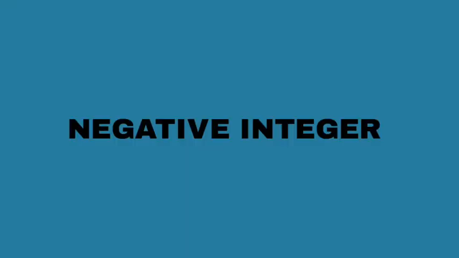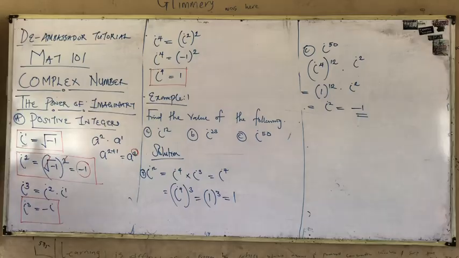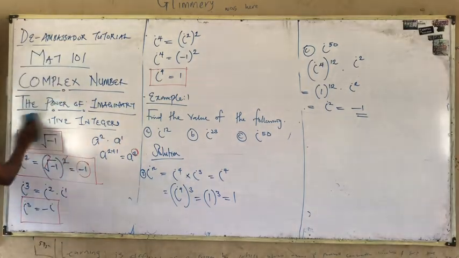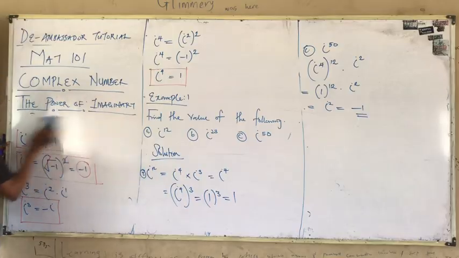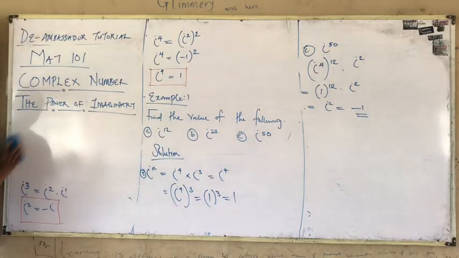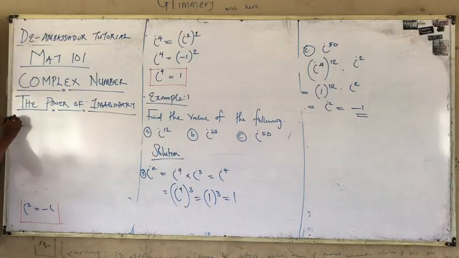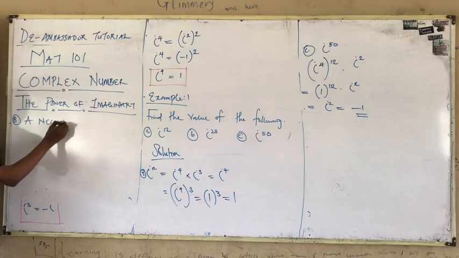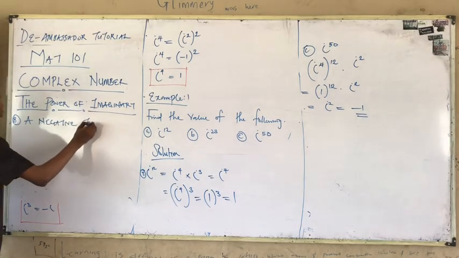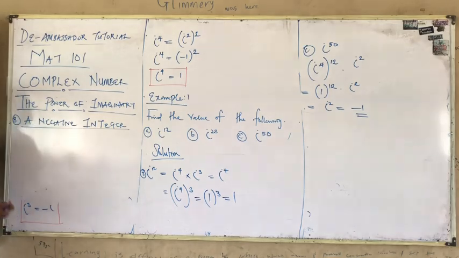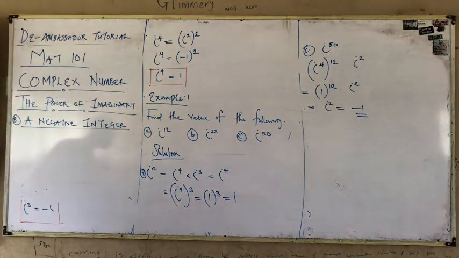The negative integer. What if we are given a negative integer? Can I clean this side? I have to be very fast. A negative integer. What if we are given a negative integer?